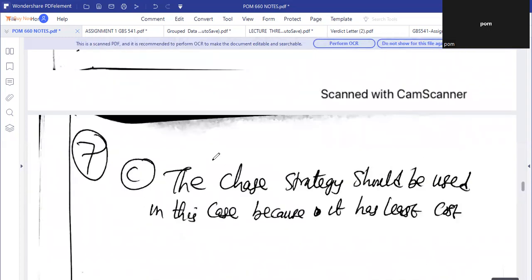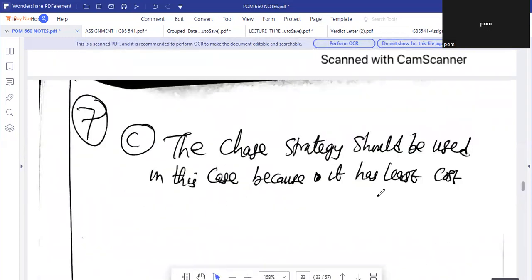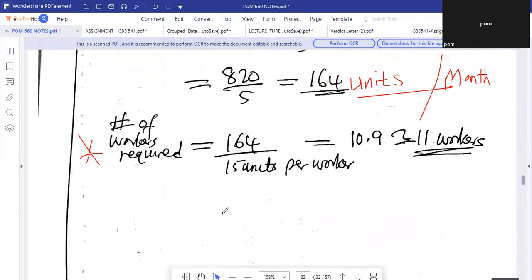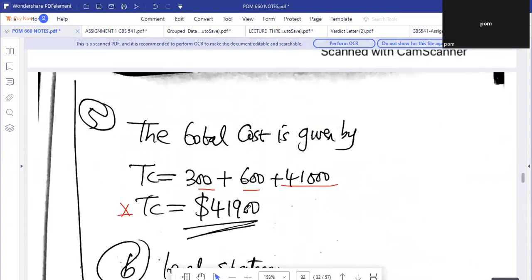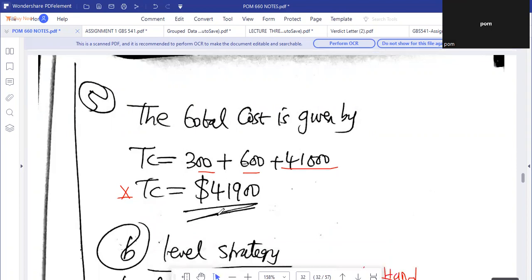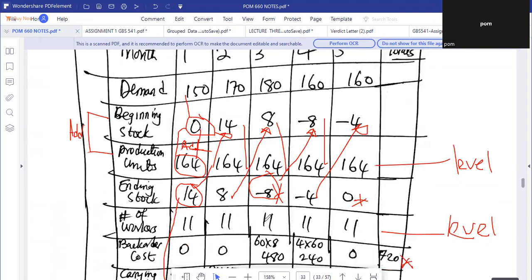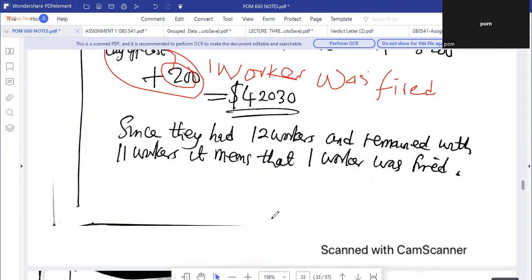Now, the chase strategy should be used in this case because it has the lowest cost. So you choose the chase strategy because you're comparing the costs. We found $41,900. So this one is the strategy that is supposed to be chosen between the two strategies, because the other one is $42,030. So this marks the end of the topic to do with aggregate planning.